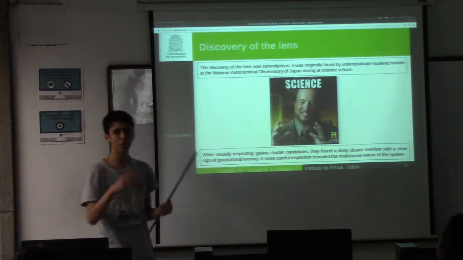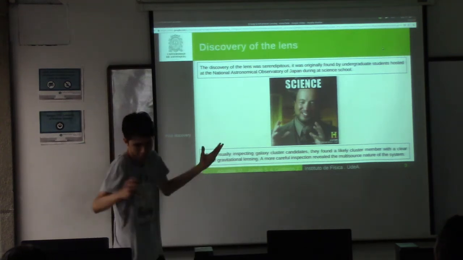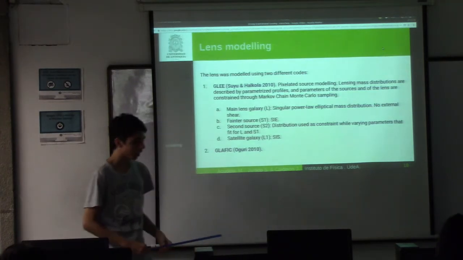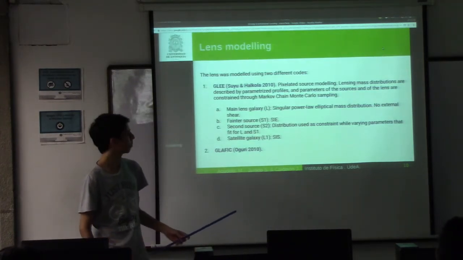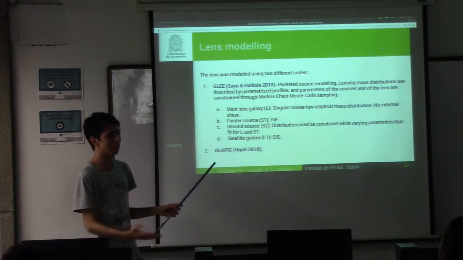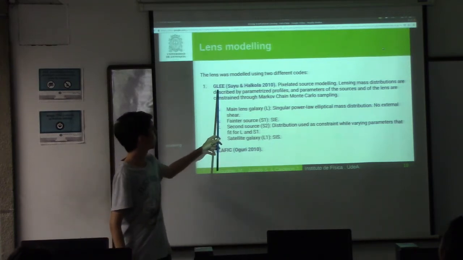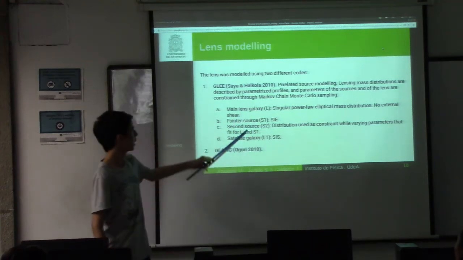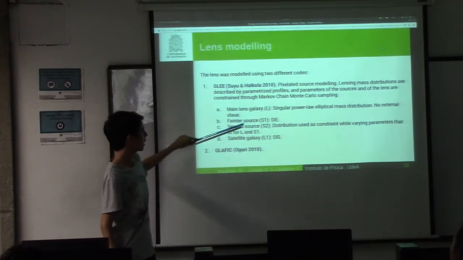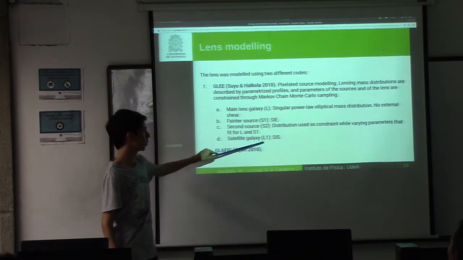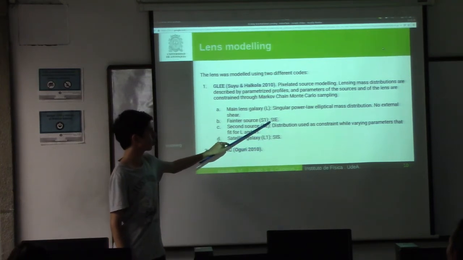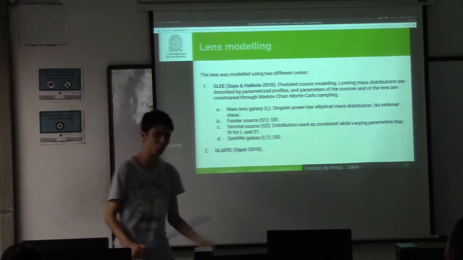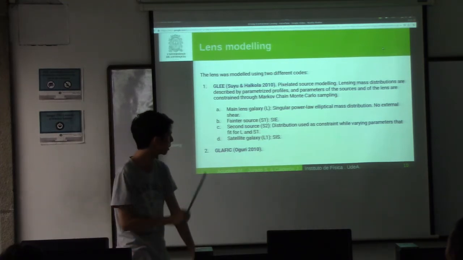They were inspecting different galaxy cluster candidates and just found this by accident almost. They used two different codes. I won't explain it very widely because I don't have much time, but using the GLEE code by Suyu and Halkola, 2010, they modeled the galaxy lens, the two sources, and a little satellite galaxy, all this through SIE, SIS, like these models we have learned this week. I don't know much about it, but that's what I could see in the paper.